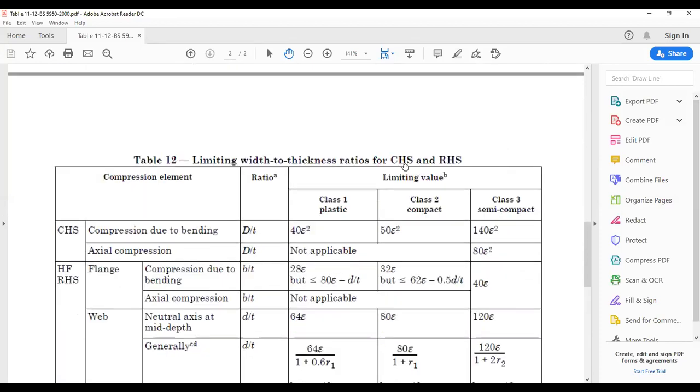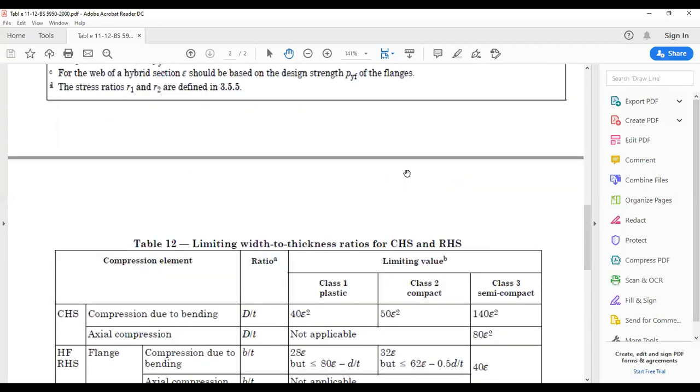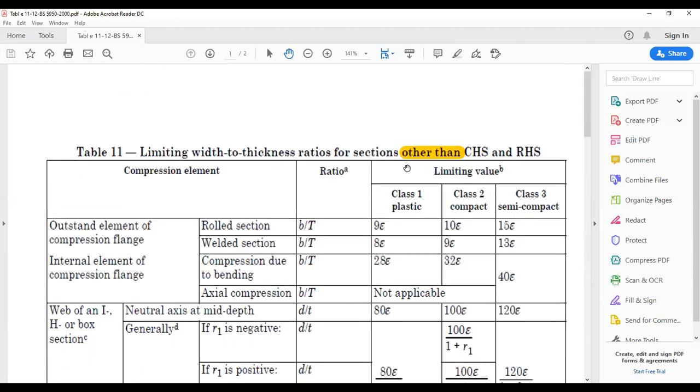But if your sections are universal beams, universal columns, channels, angles, T's, these are classified with respect to Table 11.